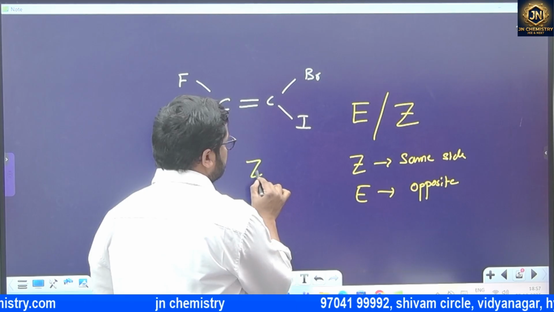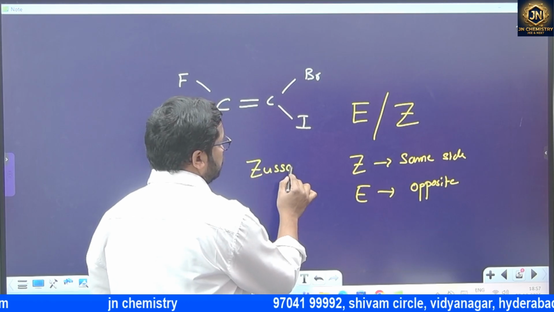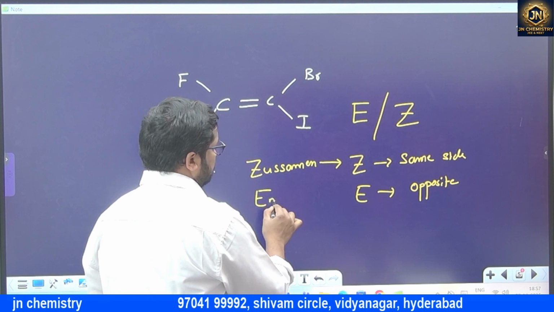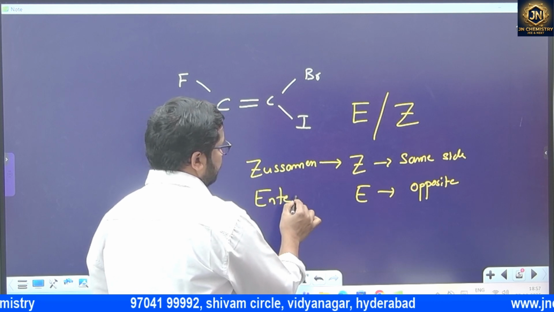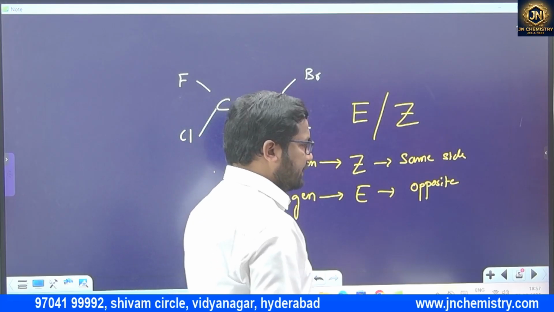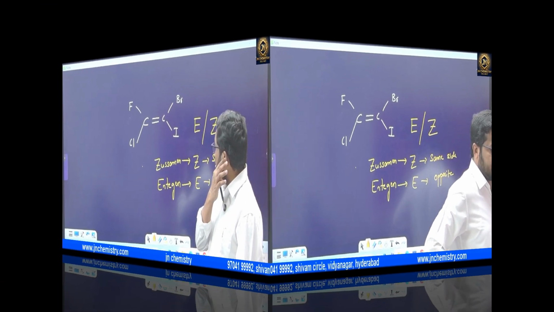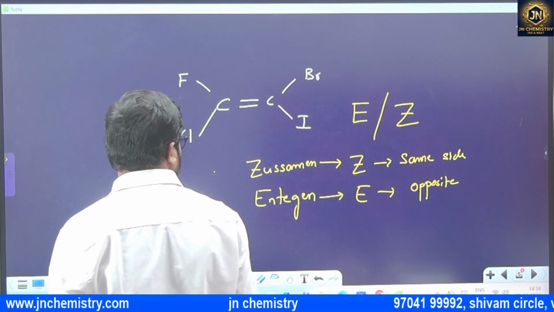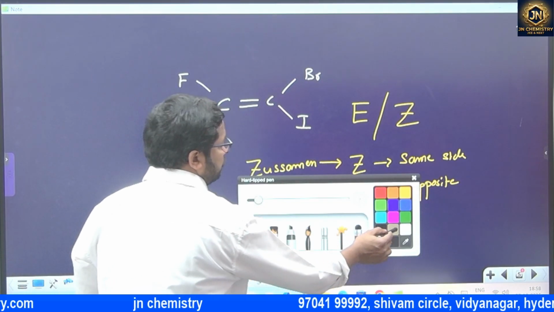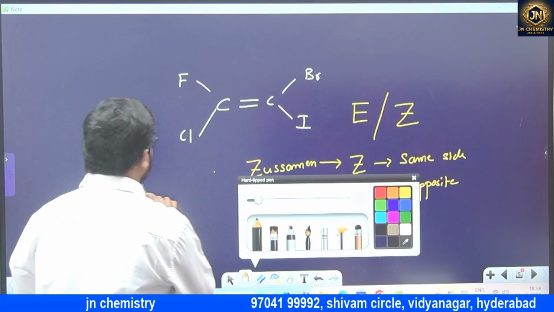This we call Zusammen. Z means same side, and E is Entgegen, which means opposite direction. We need to do this. What exactly is it? Here we have some CIP rules.